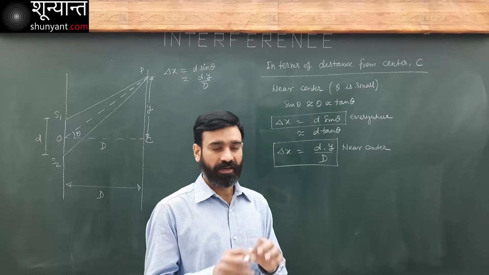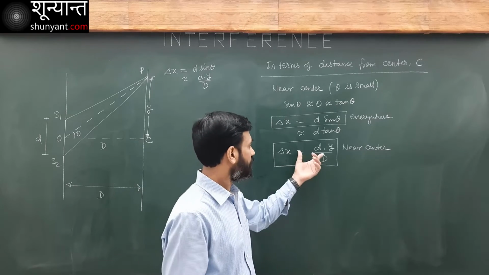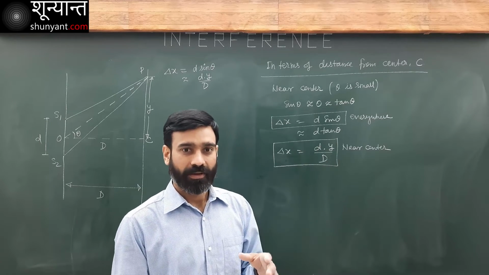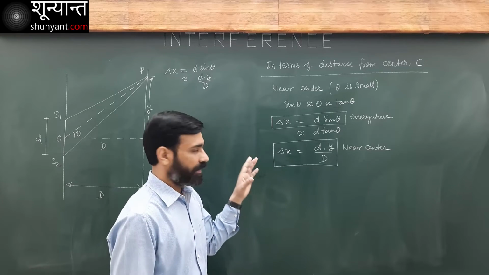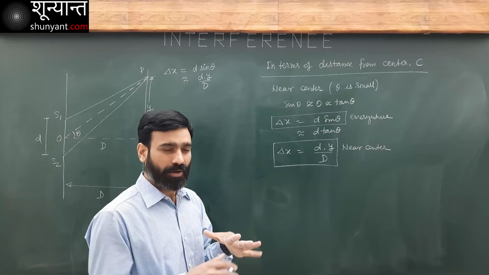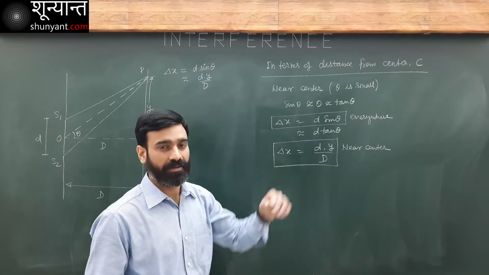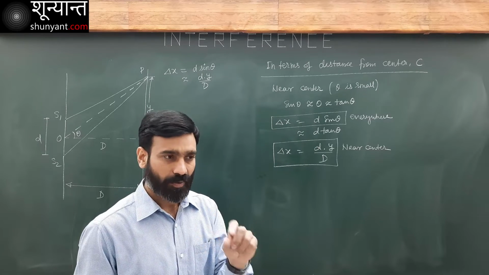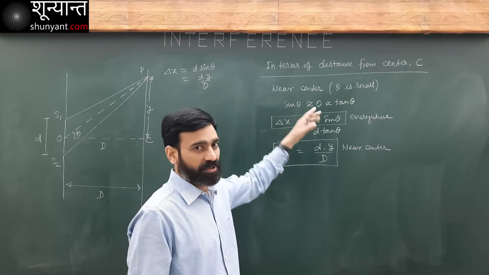In our problem, if nothing is specified, then we can apply this, provided that you read the problem. If it appears that it is talking about near center or it is not specified, for example, if theta is 1 degree, 2 degree, 3 degree, a very small angle, then I can apply this approximation.